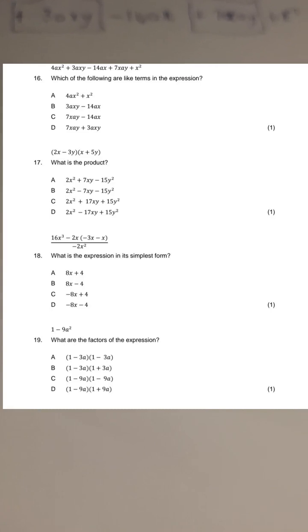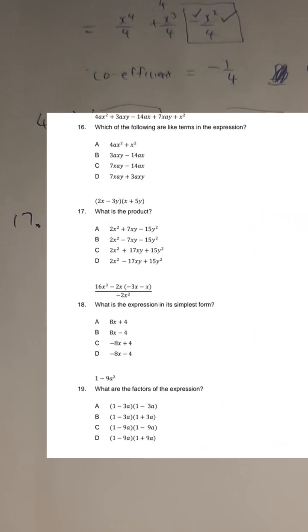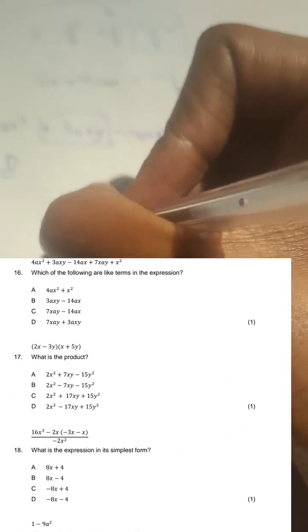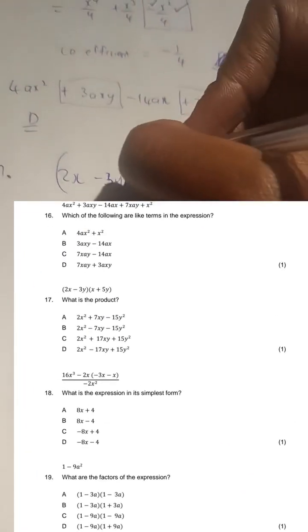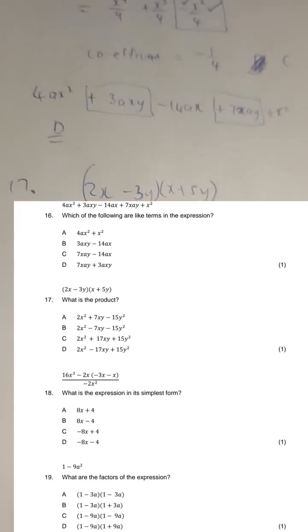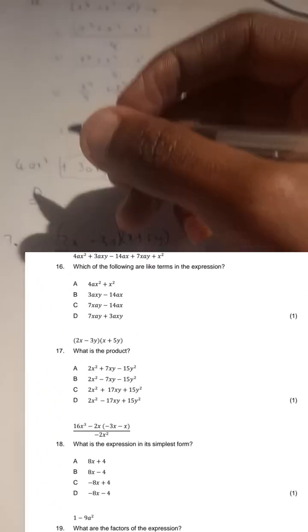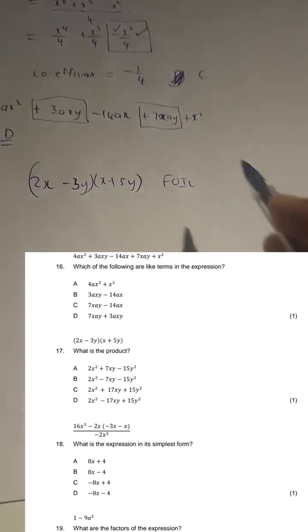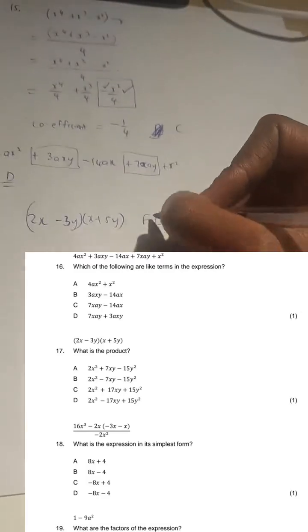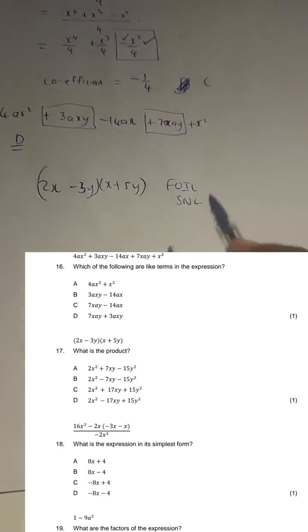Product means multiply. Okay, what is the product? So what we are going to do is we are going to write down the 2x minus 3y, with the brackets, into x plus 5y. Then they are asking for the product. So that means what? We are going to apply the distributive law using FOIL. Okay, the distributive law using FOIL.